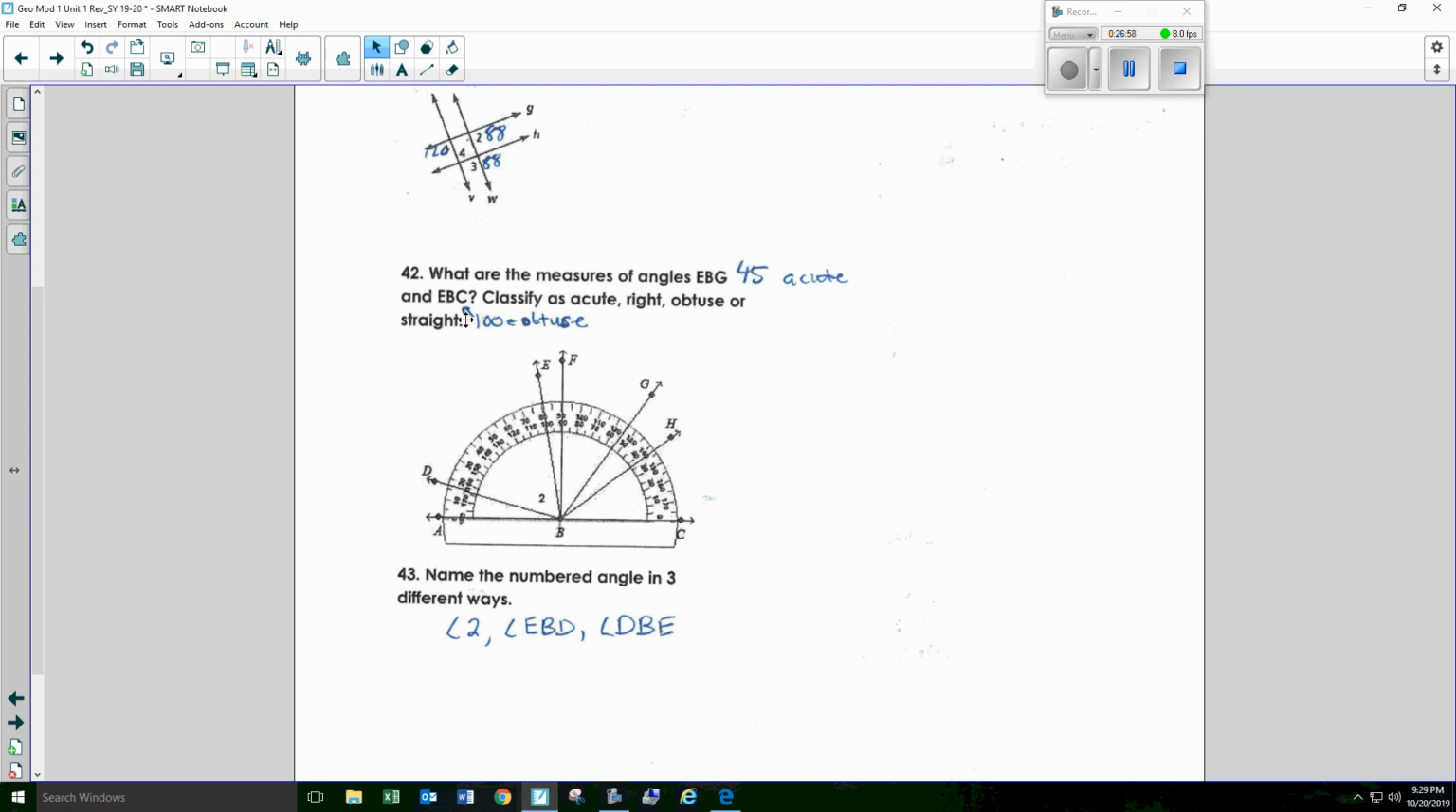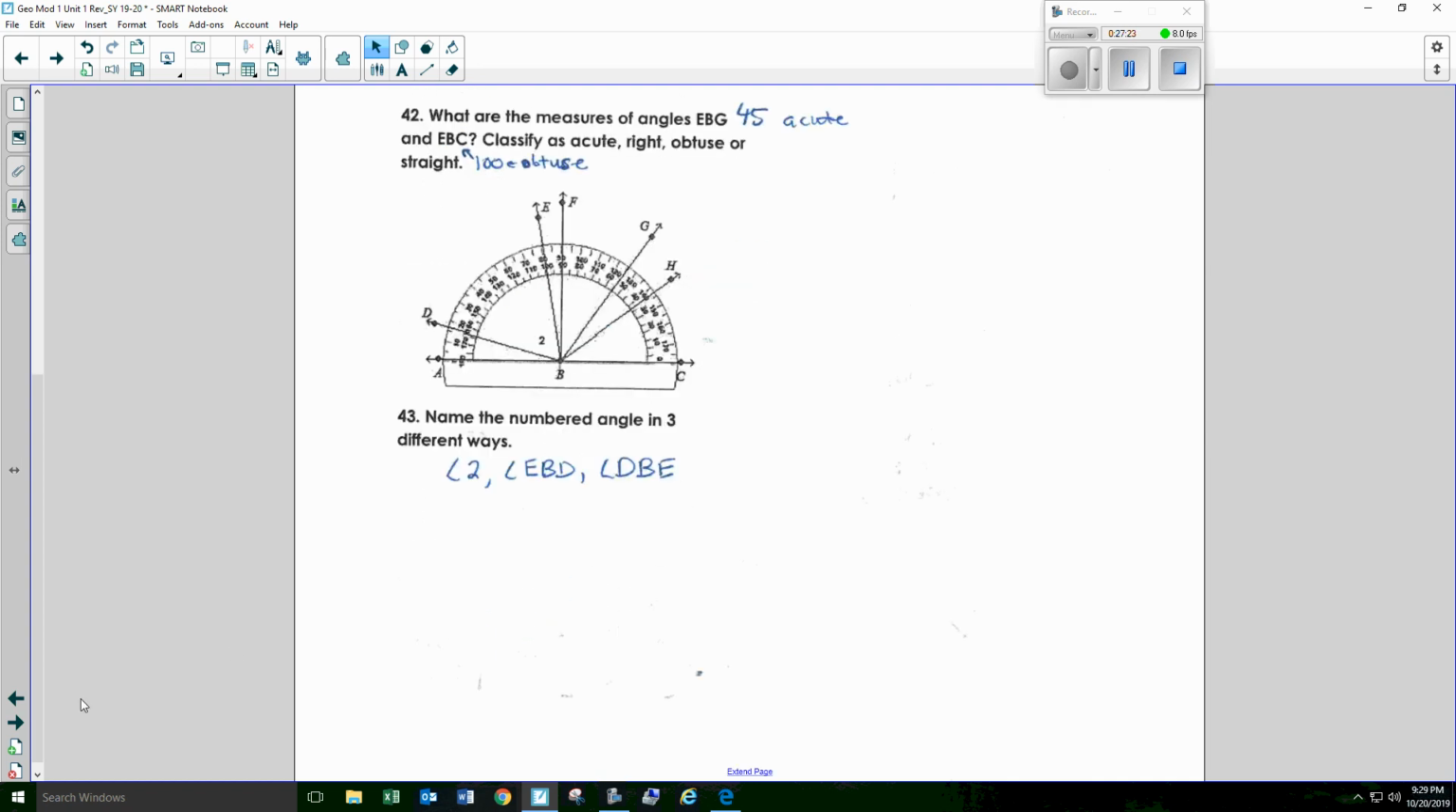Okay, and EBC. EBC, we can see that's more than 90. There's our 90. EBC is 100 degrees. Starting at 0, going up to 100, and that's an obtuse angle. Name the numbered angle in 3 different ways. So we already have angle 2 is one way to name it, angle DBE, and EBD. Remember, the vertex must be the middle letter, and again, all capital letters.